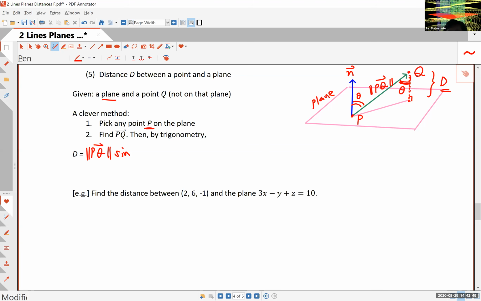Now, D, the distance, happens to be the cosine of the angle times PQ. So this is not the sine, but the cosine of this angle here. Okay, that's the distance that we want. If you don't understand this, you can pause and stare at this picture for a few minutes. I think you will understand, because D is the length of the adjacent, which is the hypotenuse length times the cosine of theta.